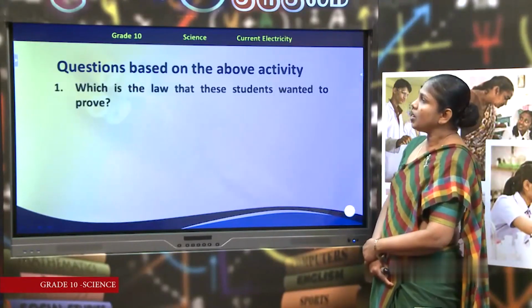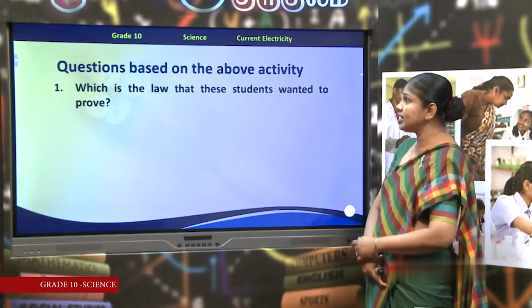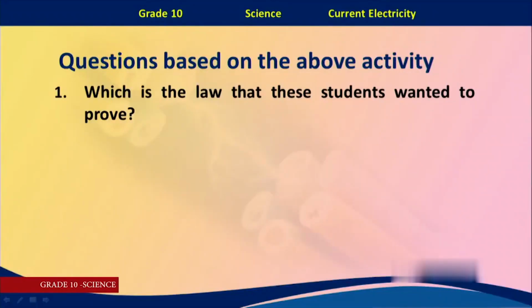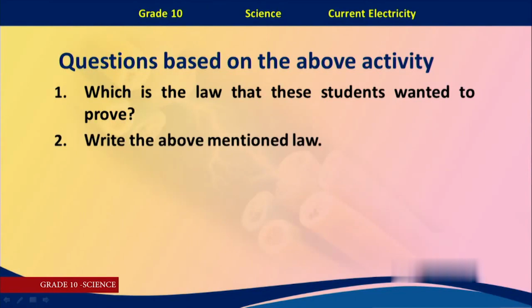First, which is the law that these students wanted to prove? What is the law, children? Ohm's law. Ohm's law, right? Next question. Write the above mentioned law. How to write the law, children? This law states that when the temperature of a conductor remains constant, the current flow through the conductor is directly proportional to the potential difference across it. This is how you must write Ohm's law.